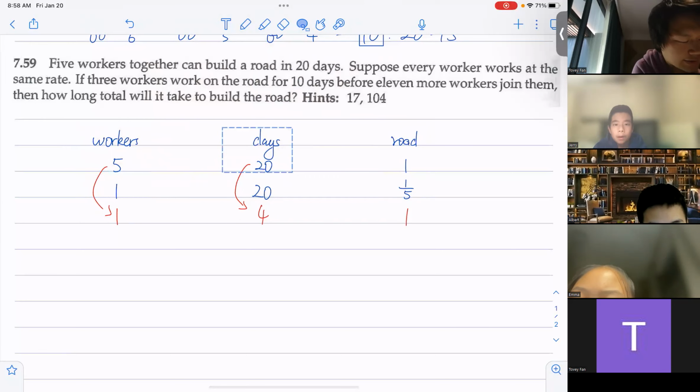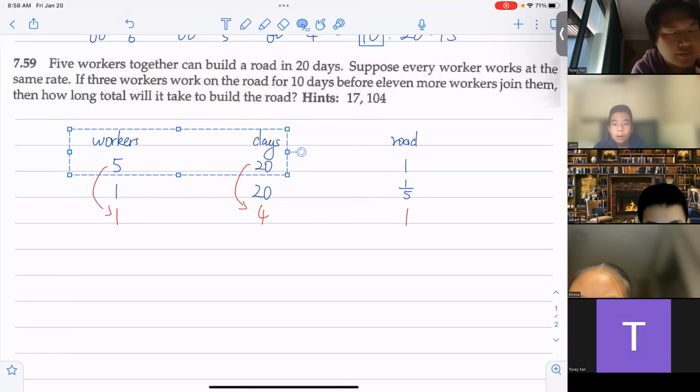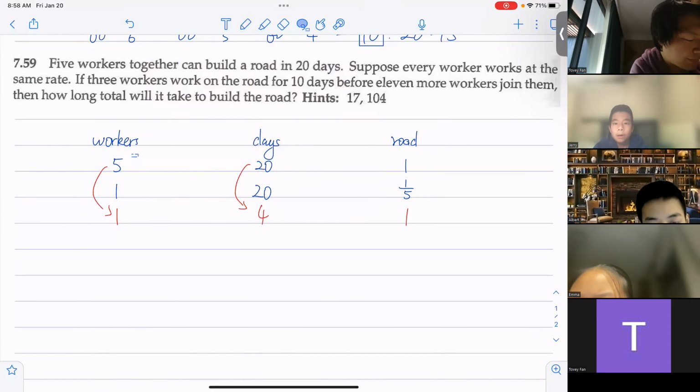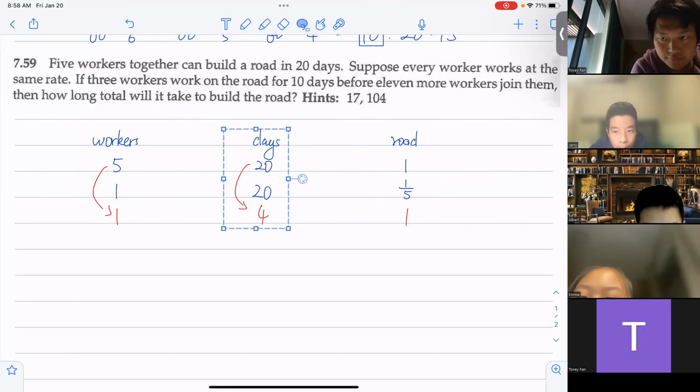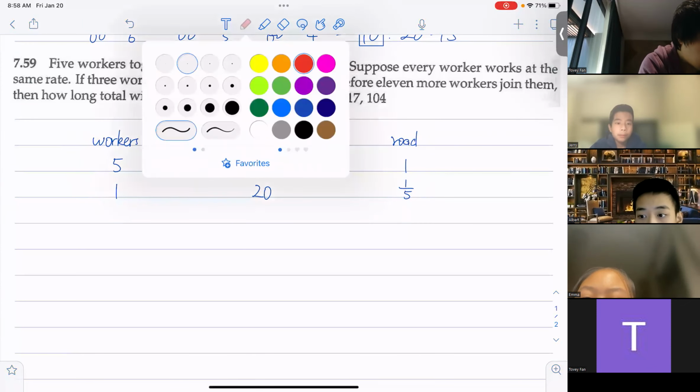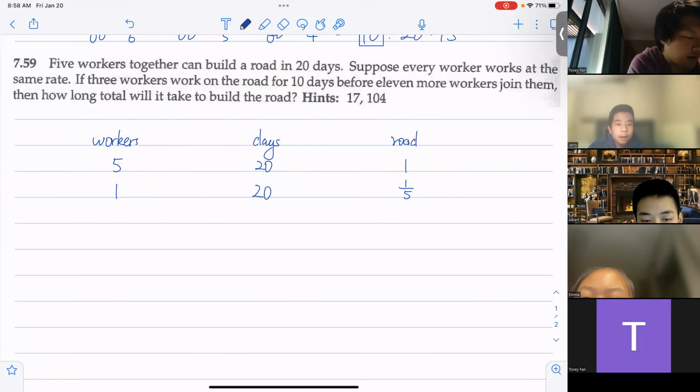Workers and days, these two are working together, you could say, right? Because you need people and you need time to do one job. So when you divide by 5, you only divide the amount of work by 5, not the days. I think I've clarified that. Very good. So now we have one worker in 20 days. Then how about one worker in one day? To figure out the individual work rate, you need one worker in one unit of time. So one worker in one day, what do we do?